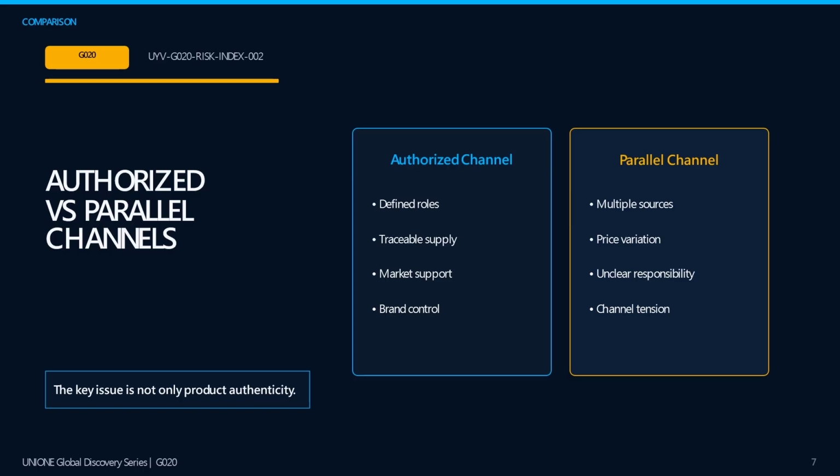The difference is not simply whether the product is genuine. An authorized channel normally has defined roles, traceable supply, coordinated pricing, market support, and clear responsibility. A parallel channel may offer a commercial opportunity, but the supply source, after-sales responsibility, pricing policy, and market purpose may be unclear. The central issue is control, accountability, and market consistency.